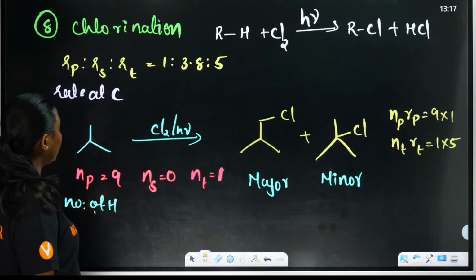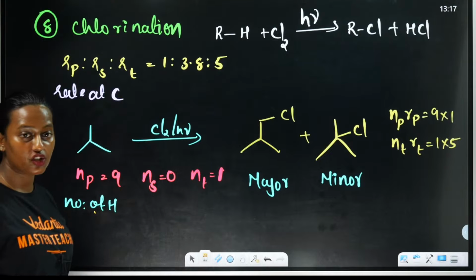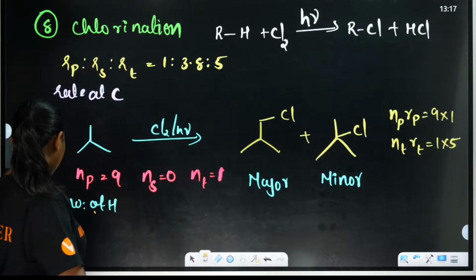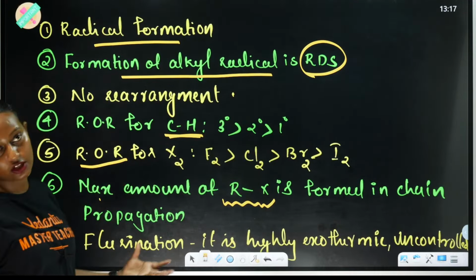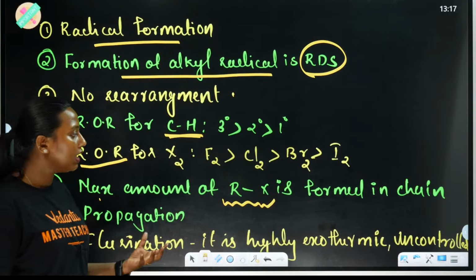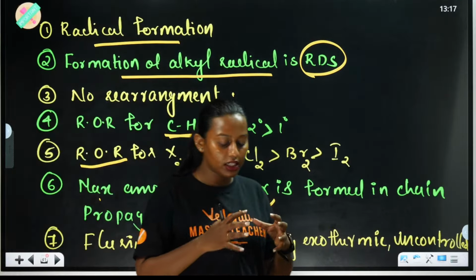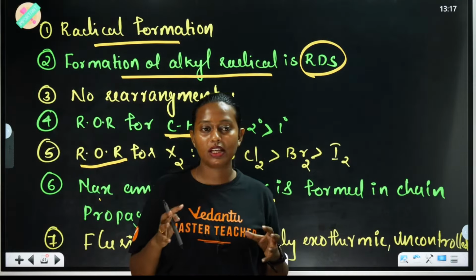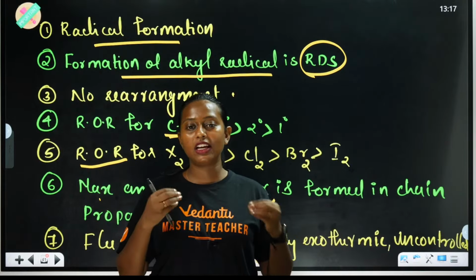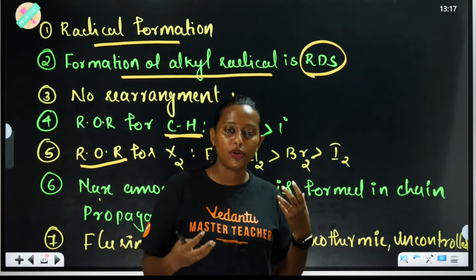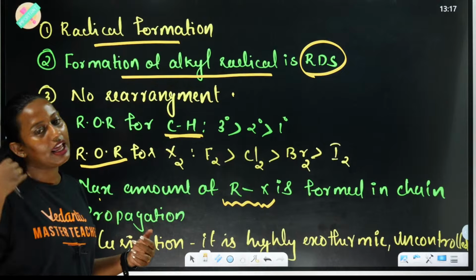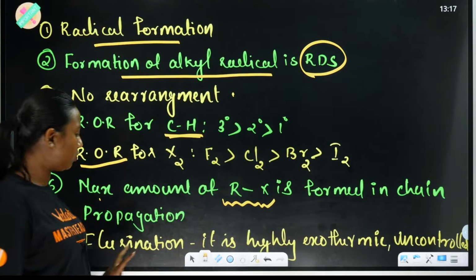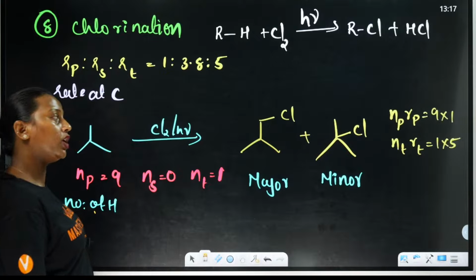Then next, chlorination. We just discussed fluorination: it is a highly exothermic process, actually uncontrollable, so we can't produce RX, that is RF, through this process. Then we move to chlorination.